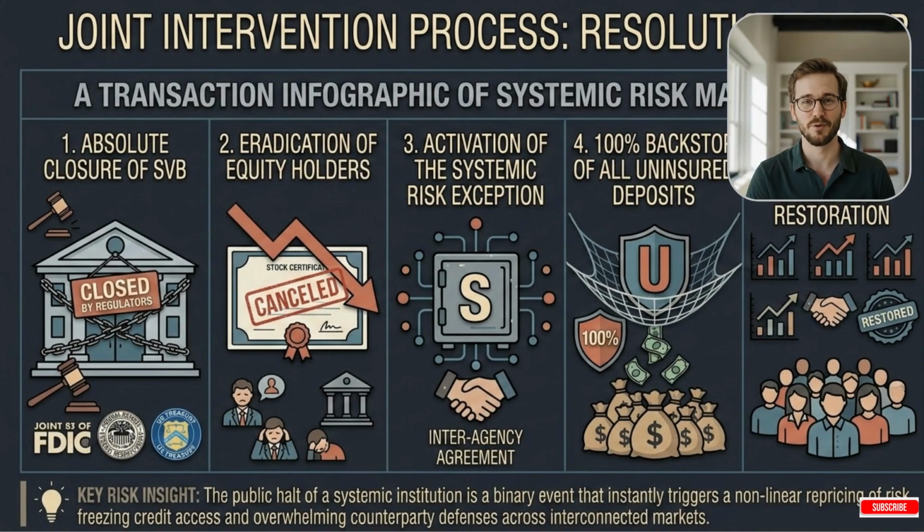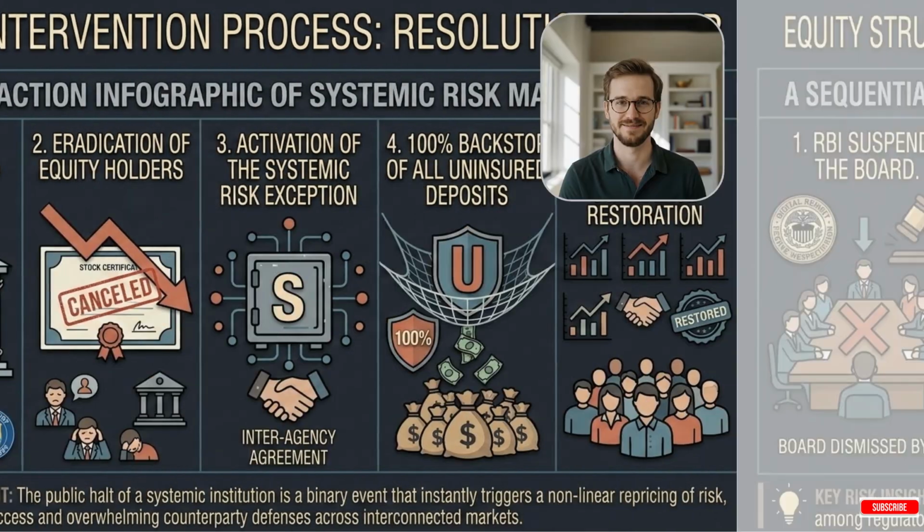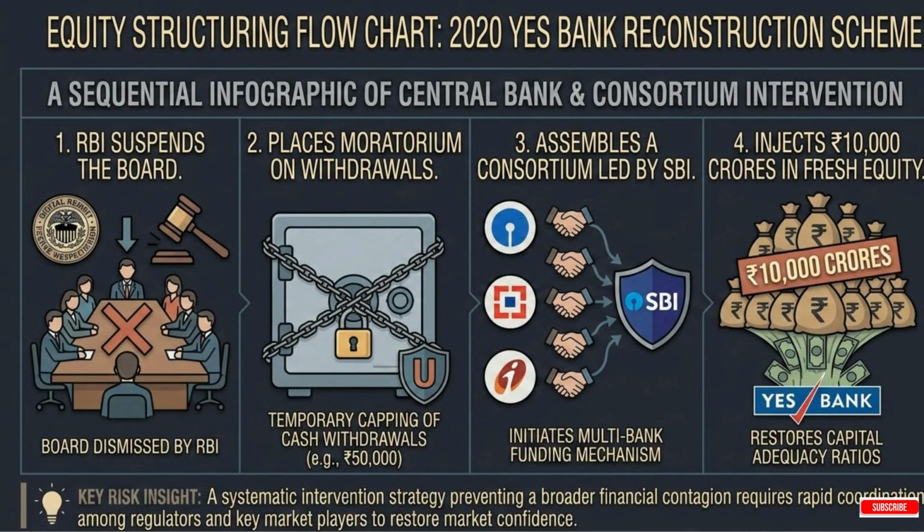The U.S. intervention was an absolute closure of SVB. It included the eradication of equity holders, activation of the systemic risk exception, and a full 100% backstop of all uninsured deposits. India's response for Yes Bank involved the RBI suspending the board and placing a moratorium on withdrawals.